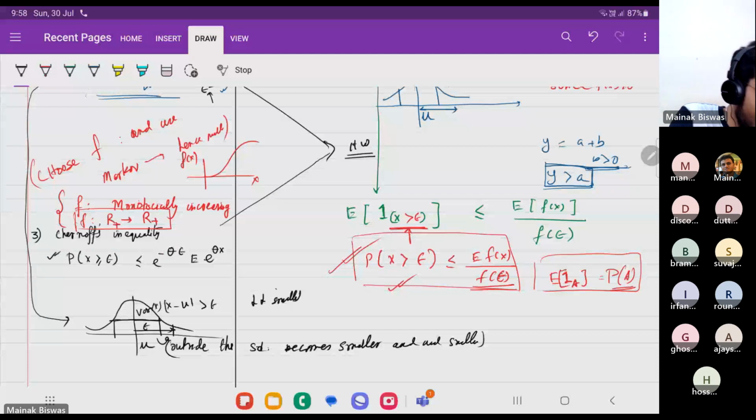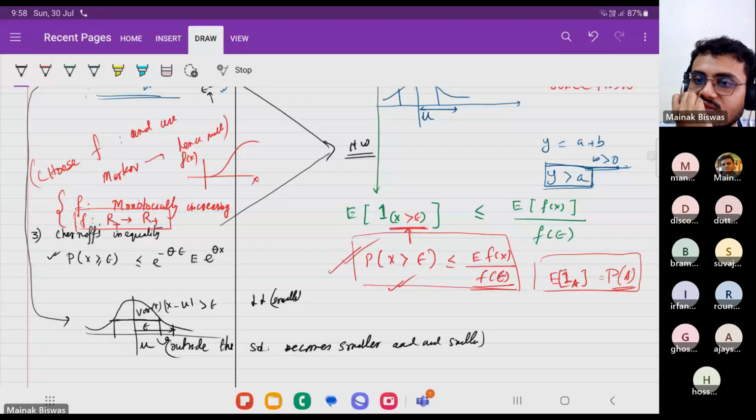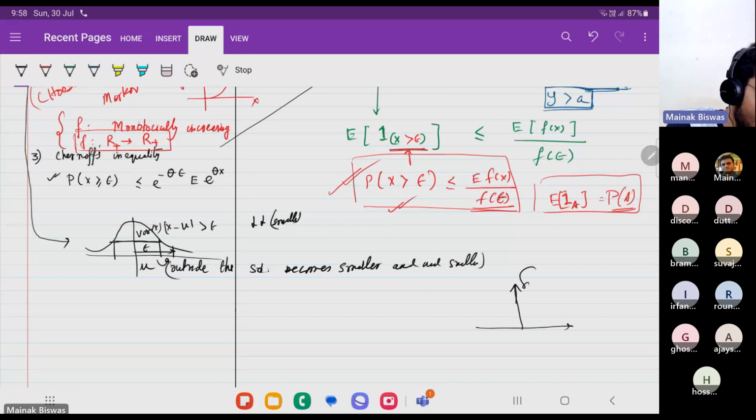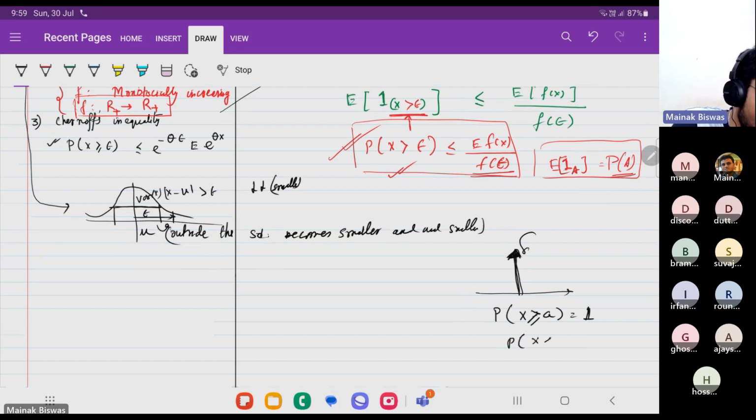Go ahead. Is a certain inequality possible where the variance will be so small that the probability that I'll be outside the standard deviation is more? Very good. It can be possible. Think of a Dirac function where it is infinity such that all the mass is concentrated here. So what is this probability distribution? Probability of x greater than or equal to a is 1, and probability of x less than a is equal to 0.